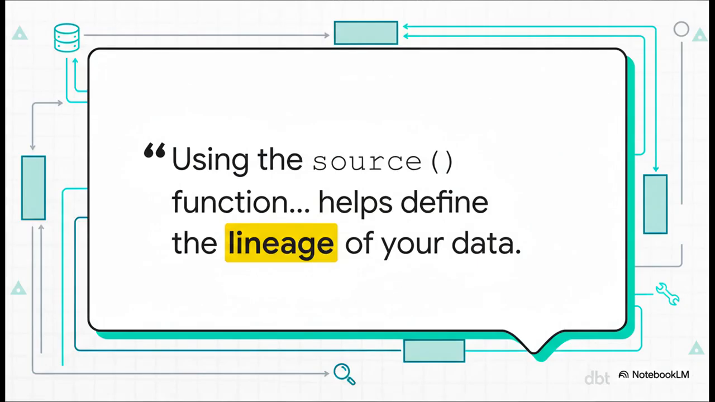But here's the real magic. That simple source function does way more than just find your table. It's telling dbt, hey, this model depends on that raw table. And this is exactly how dbt automatically builds that beautiful, clear data lineage graph we all love. That lineage is everything when you need to debug something or just understand how your data flows.